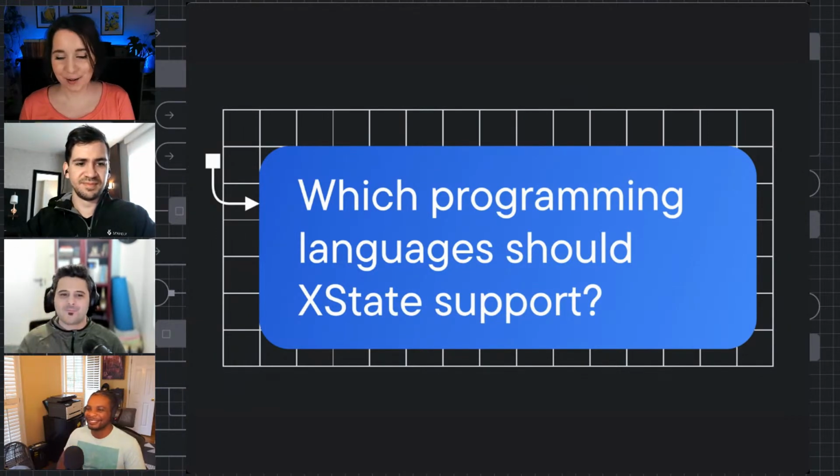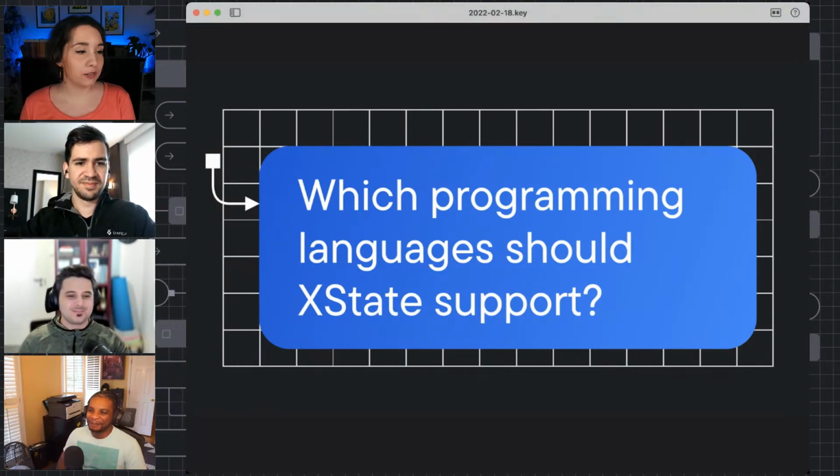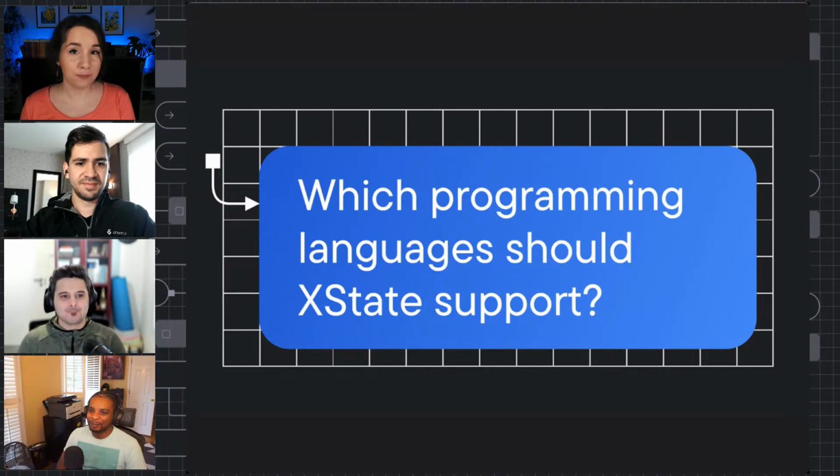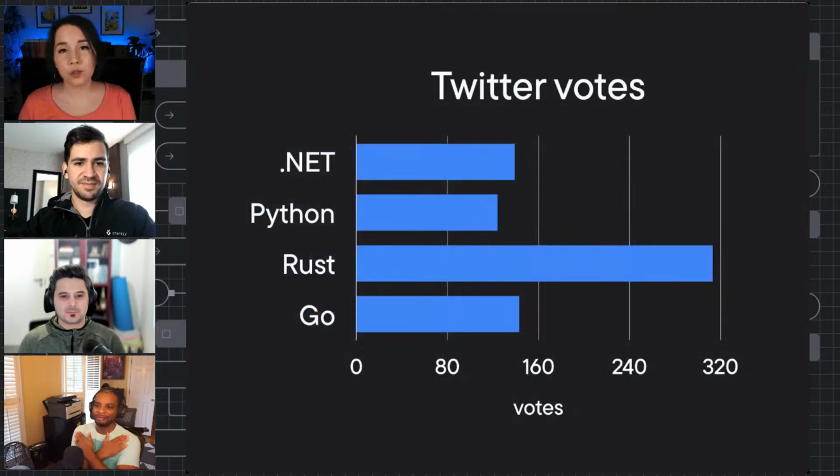Yes. And so without any further ado, I can give you the results of the poll, which we had in both Twitter and on Discord. And on Twitter, we got just over 700 votes. So it was a lot. But Rust very much out there in front, and then Go and .NET and Python all fairly similar numbers of people voting for that. And I think that this is very interesting.